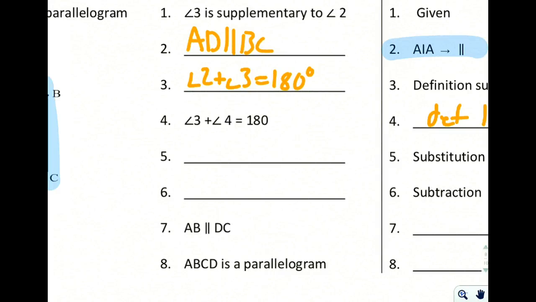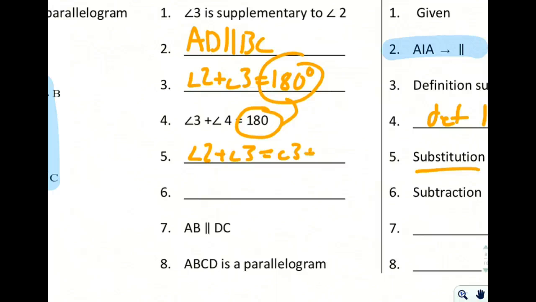Since 2 and 3 equal 180 and 3 and 4 equal 180, they do in fact equal each other. And since we have substitution, and that's the only thing that really plugs into each other, it probably has to be our only option at this point. So these things are made equal, which means that angle 2 plus angle 3 equals angle 3 plus angle 4.